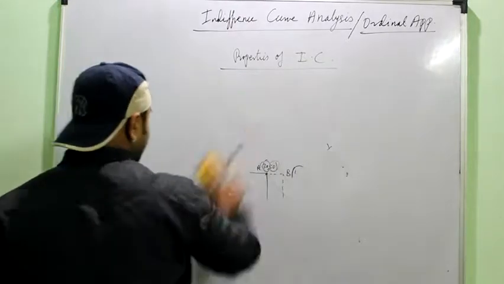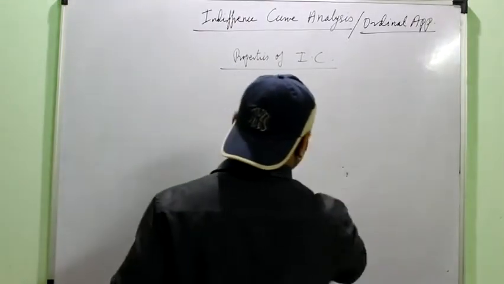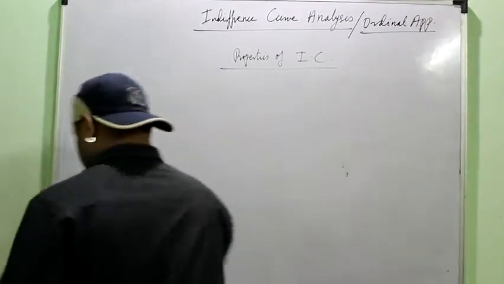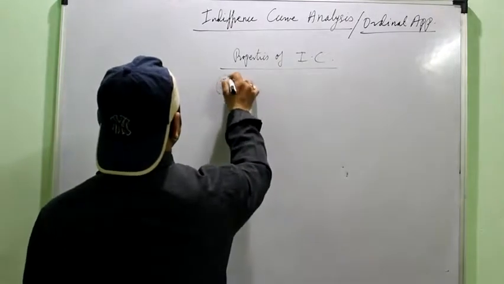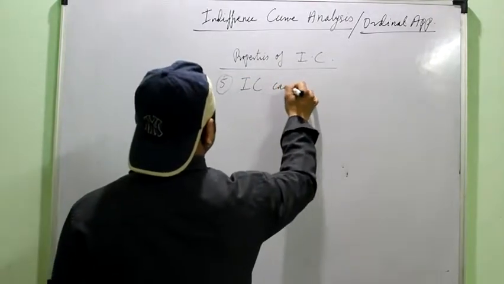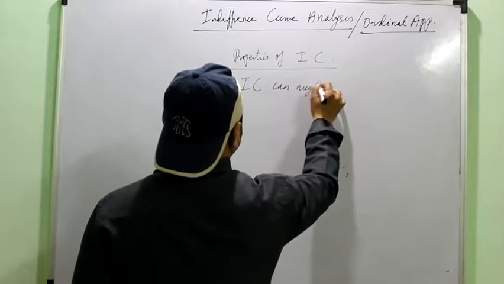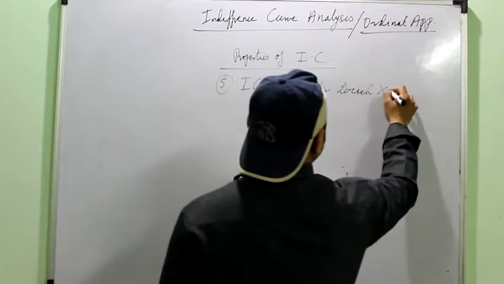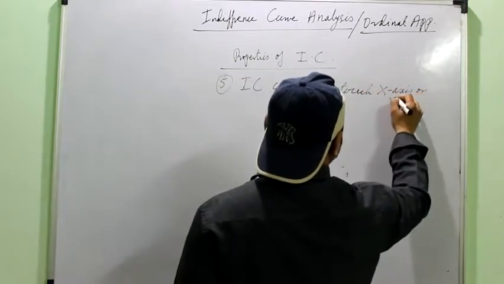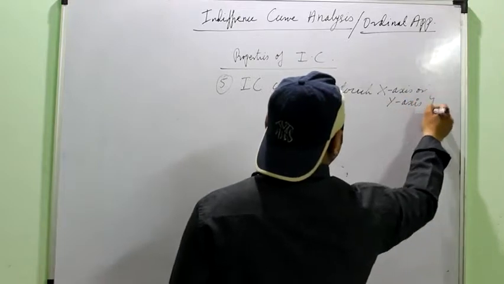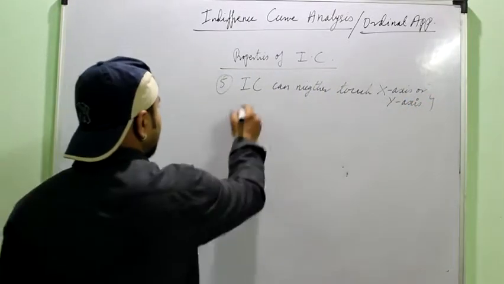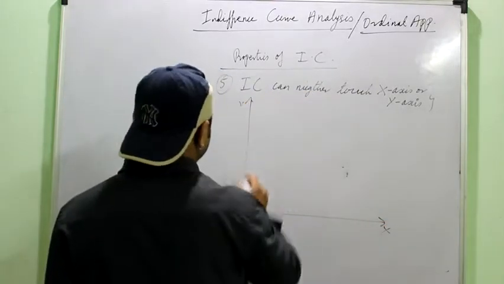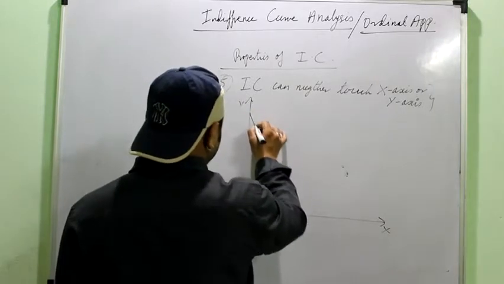Then the fifth and the last property of IC is that an IC can neither touch the x-axis nor the y-axis. Again, in maths we have already studied in the graph that on the x-axis y is 0 and on the y-axis x is 0.